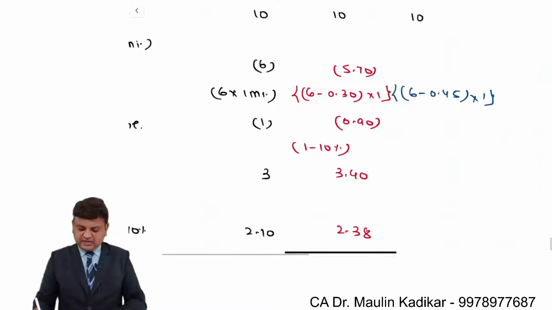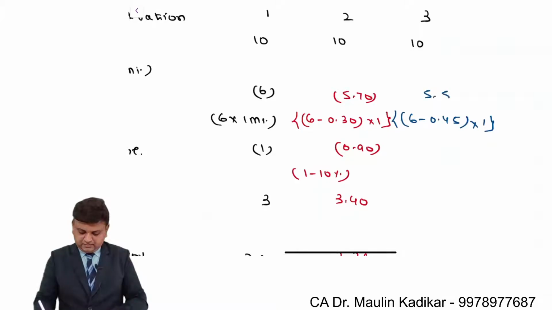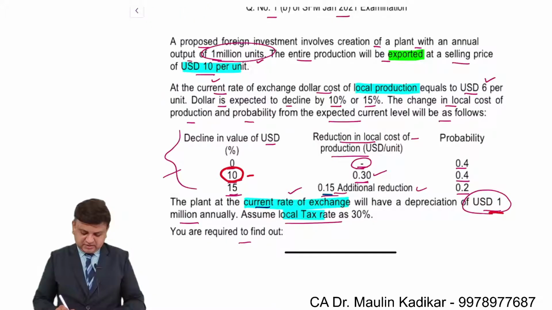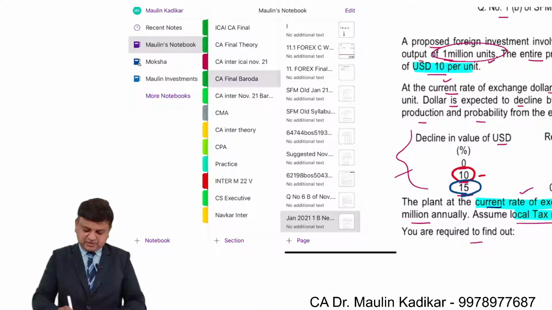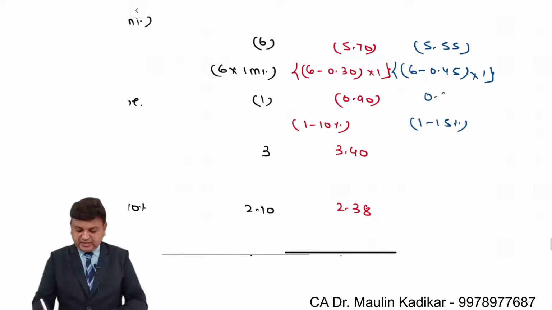So with that, say we get the contribution. So it is 6 minus 0.45, that is 5.55 into 1. Then we have been given that this will depreciate at the rate of decline in the dollar value, which is 15%. So 1 minus 15%, that comes to 0.85 million.